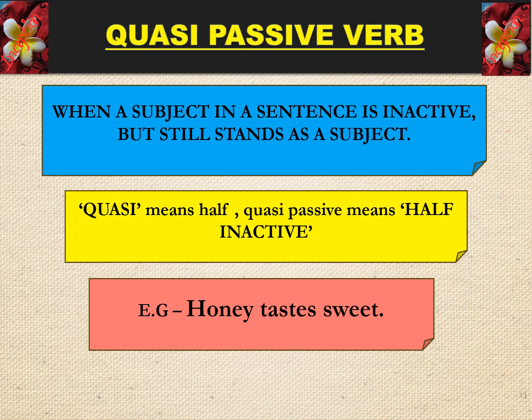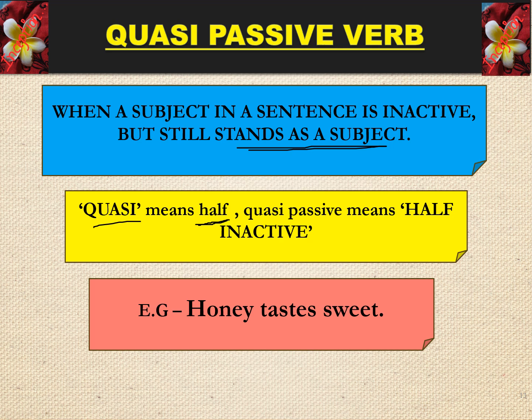Quasi-passive verb. Okay. First of all, we will see what quasi means. Quasi means half. Something that is half. And what does passive mean? We all know passive means inactive. That means quasi-passive means half inactive, right? Okay. When a subject in a sentence is inactive but still stands as a subject. Subject is not doing anything but still stands as a subject.